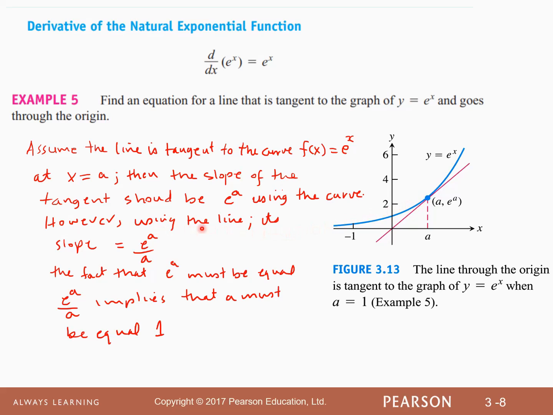However, using the line, slope is e to the power a over a, and before we mentioned that the slope of the tangent according to the curve is e to the power a. The fact that e to the power a must be equal to e to the power a over a, because they are the same slope, implies that a must be equal to 1. That's why over here the book says the line through the origin is tangent to the graph of y equal to e to the x when a equals 1.